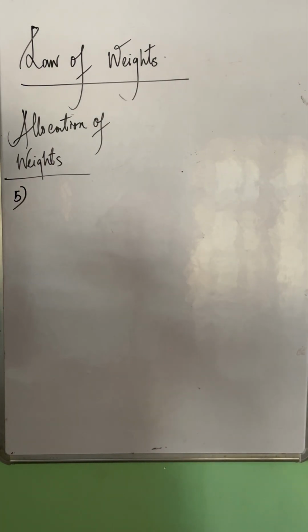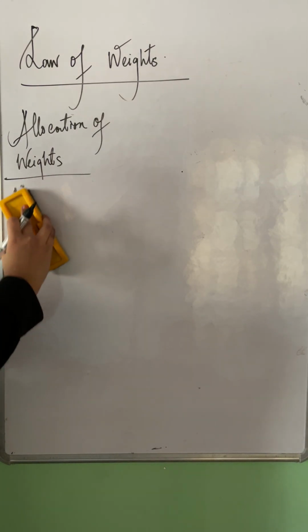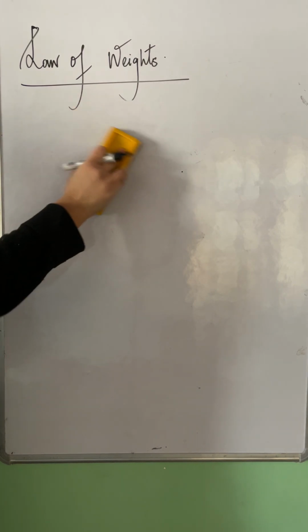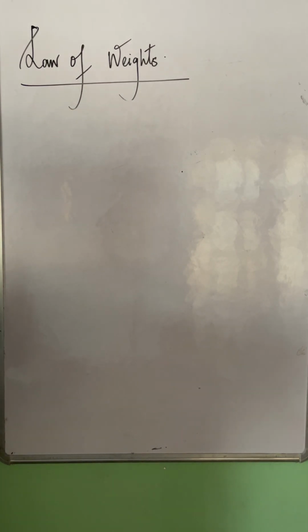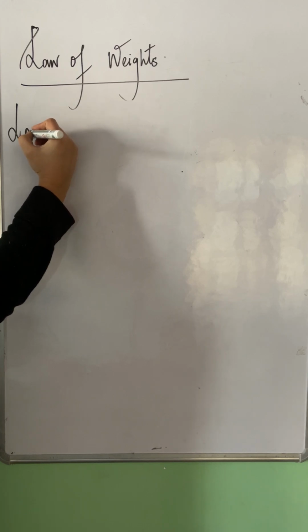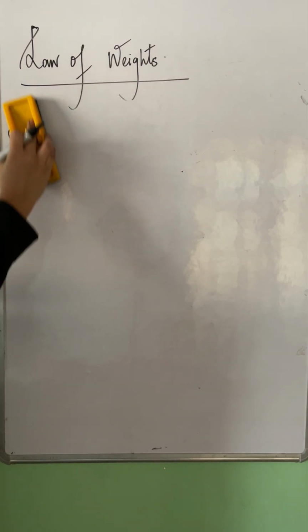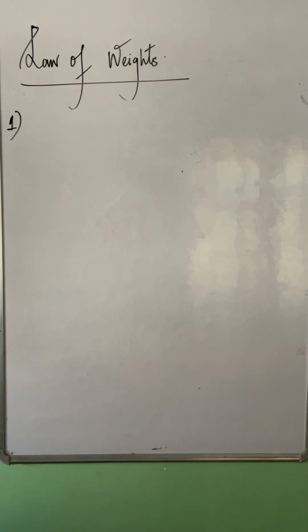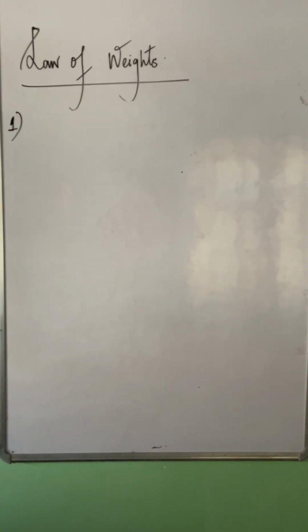Now there comes the law of weights. Allocation of weights is already written over here. Let's study the first law of weights. The first law of weight is that the weight of the arithmetic mean of a number of observations of unit weight is equal to the number of observations.